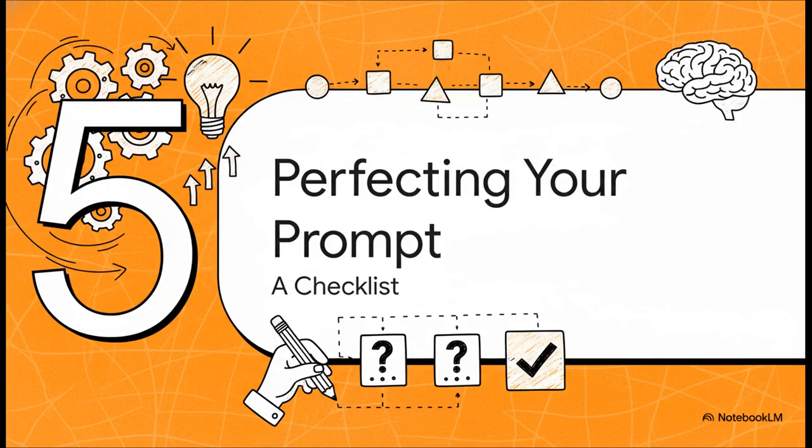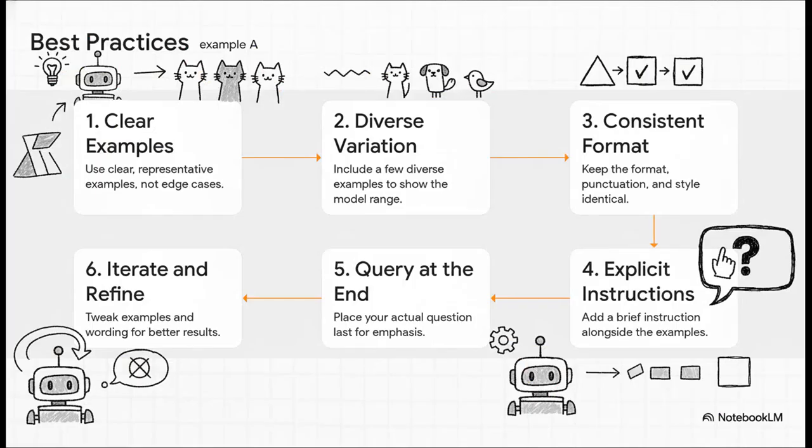So, you're ready to give it a shot? How do you make sure you do it right? Let's get into Section 5, crafting the perfect prompt. We're going to walk through a checklist for getting the absolute best results. First, use examples that are clear and representative. Don't use weird edge cases. And give it a little variety to show the model the range. Consistency is everything, so keep your formatting exactly the same. Always include that clear instruction, and, this is a big one, put your actual question at the very end. And hey, don't be afraid to experiment. Tweak your examples and see what works best for you.